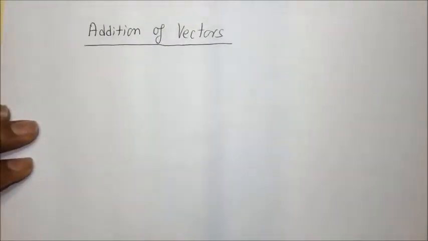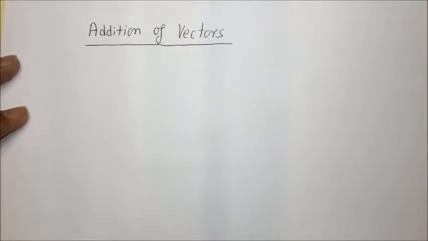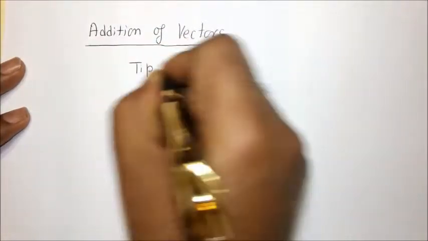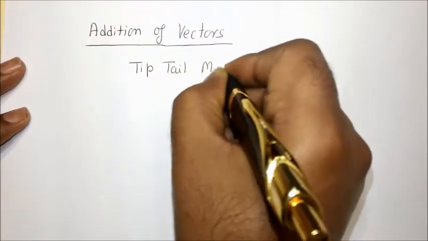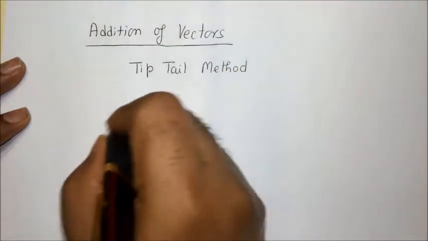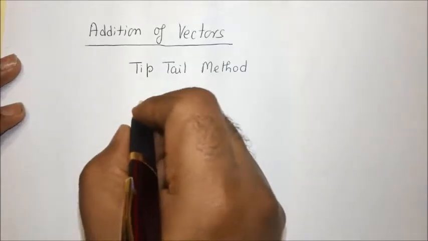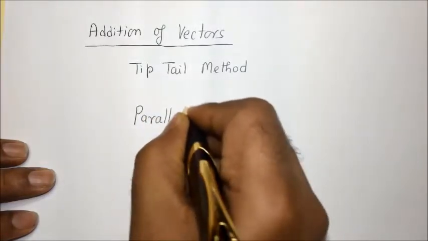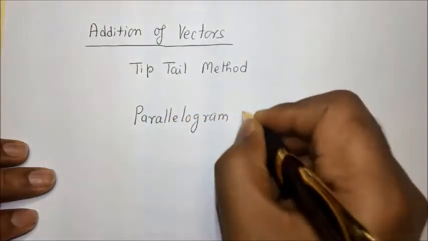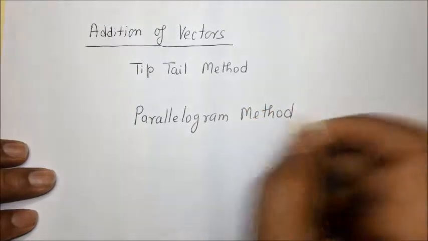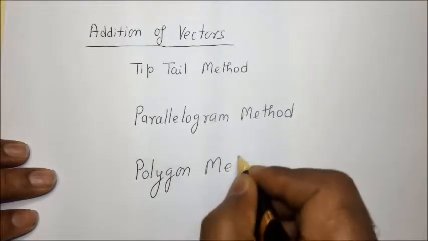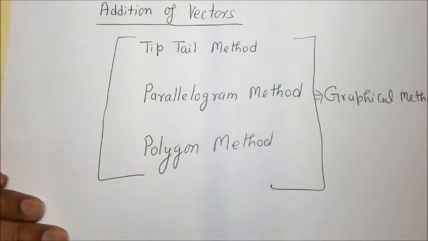In the next few sections we are going to learn about addition of vectors, and I am going to talk about the tip-tail method, parallelogram method, and polygon method. These three methods are graphical methods.